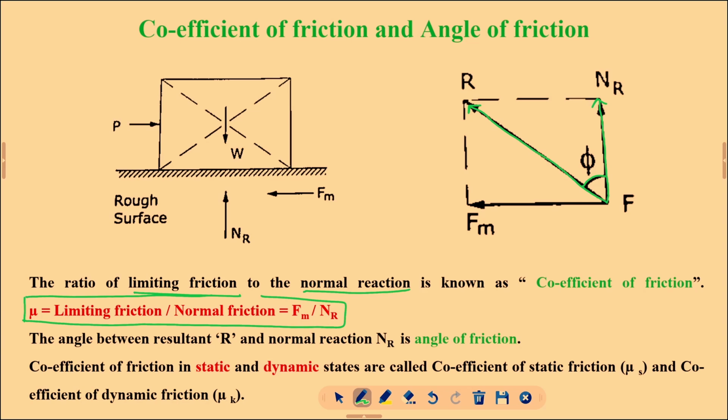Next, there are two types of coefficient of friction. One is static and another one is dynamic. We will call it coefficient of friction with respect to static, and for dynamic states we can call them μs as well as μk.